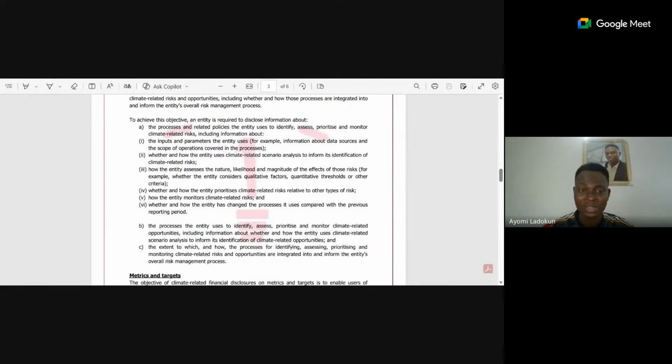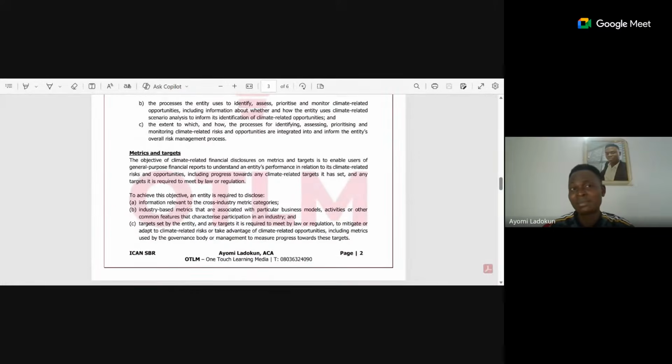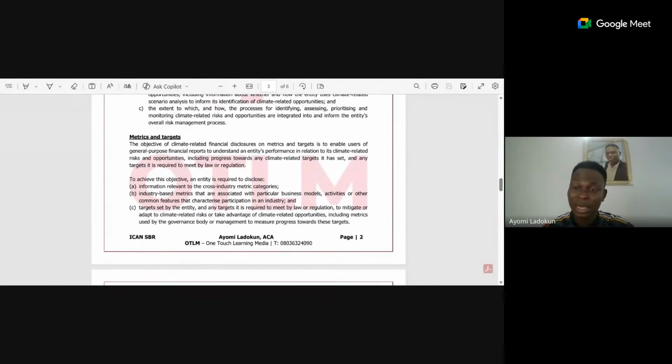So you don't need to necessarily list them here. And the examiner can just pick one of them and ask you to explain. Okay. Then metrics and targets. This is where you have scope 1, scope 2. All right. So under the metrics and targets, you also have those contents.